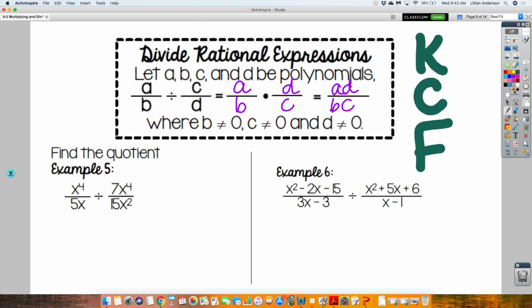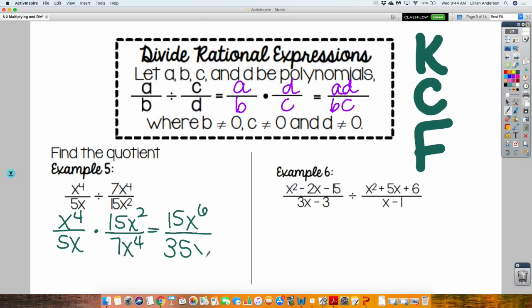So I have a dividing one. I'm gonna have to what? Keep this. Change to multiplication. And now this looks very similar to number 1 on the multiplying side. Let's multiply straight across. What's x to the 4 times 15x squared? 15x to the 6. Very good. On the bottom, what's 5 times 7? 35x to the 5th.